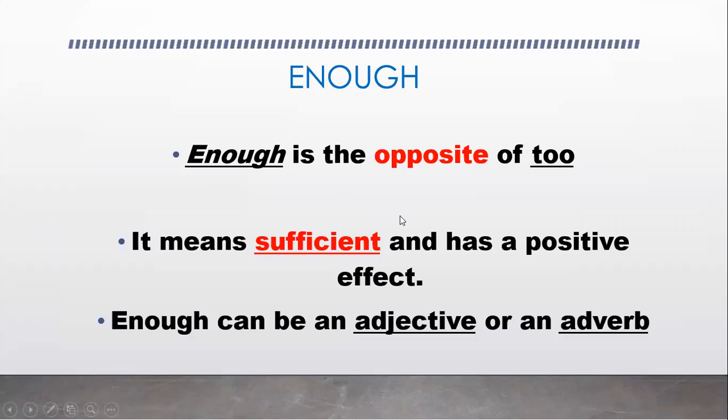All right. Now let's see the difference between too and enough. They are very similar, but in this case, we are going to use them in different ways. Enough is the opposite of too. Simple. What's the opposite of too? Enough.